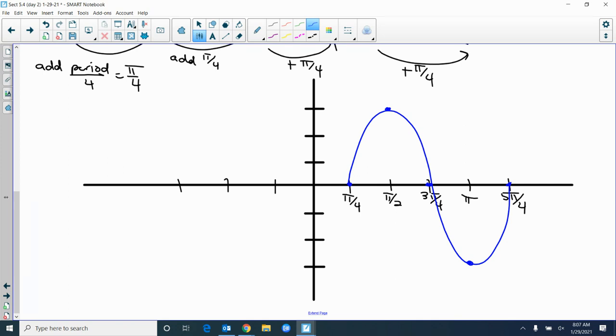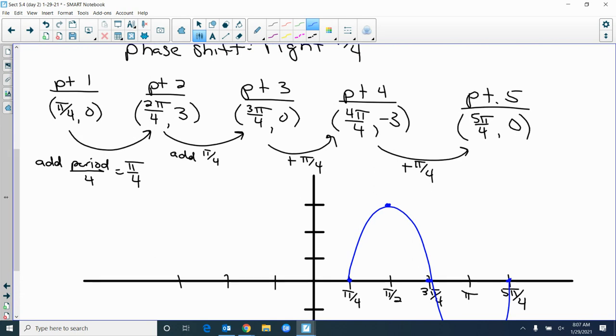In our coordinates, whenever we have to write them, like on the test, should we simplify them or can we leave them how they are? I'm okay if you leave them how they are. If you're just adding pi over 4 and you leave it as 2 pi over 4, 3 pi over 4, and 4 pi, I'm fine with that. Okay, that's fine.